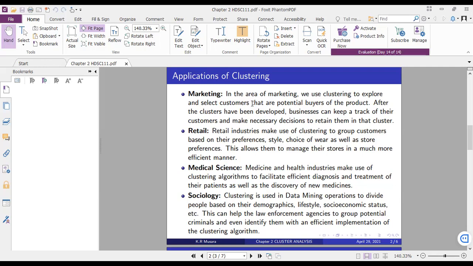Then we look at retail. Retail industry makes use of clustering to group customers based on their preferences, style, choice of wear, as well as store preferences. This allows them to manage their stores in a much more efficient manner.